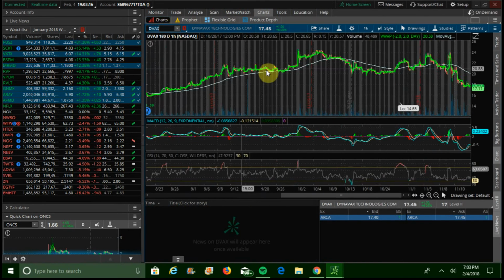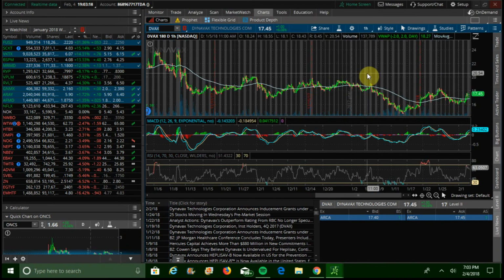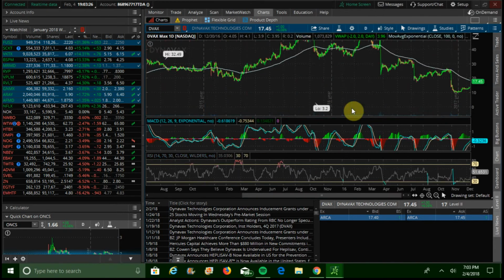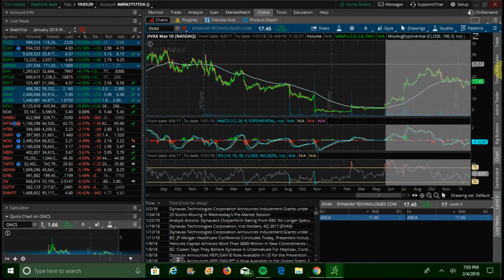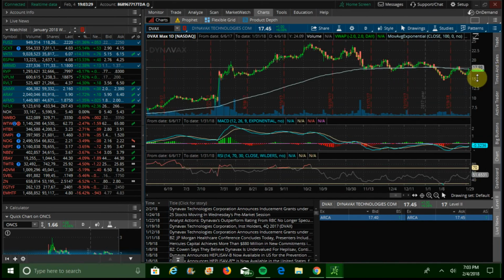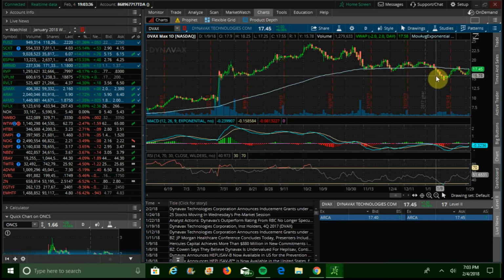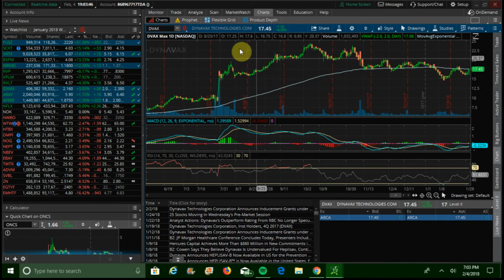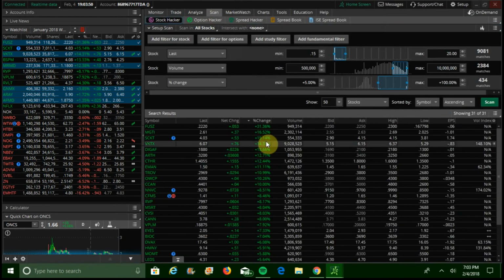DVAX. All right, a technology stock. It's going through a nice little wave pattern here. Let's look at it on the long-term chart. In the long-term chart, it is holding this 15, well, 16, in the $16 area, and it looks like it wants to go back over the 100-day moving average. So this is not one that I would be trading or anything like that.